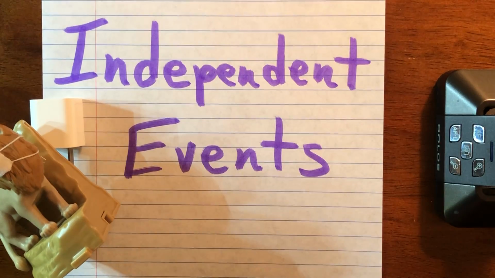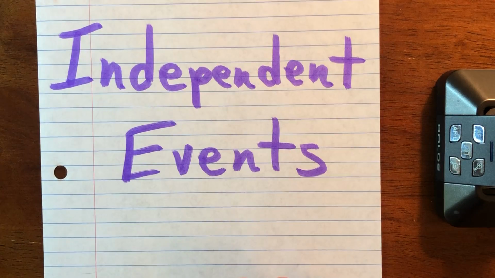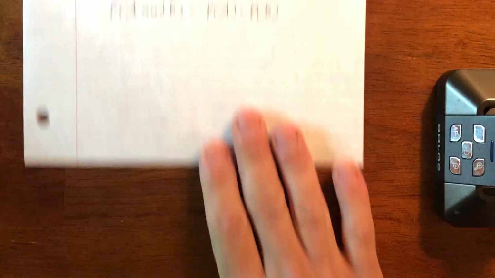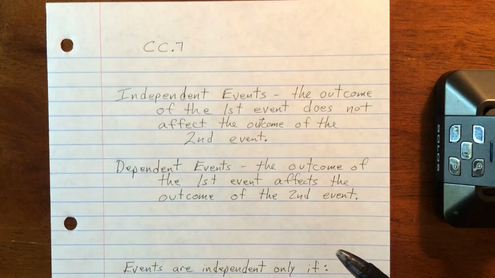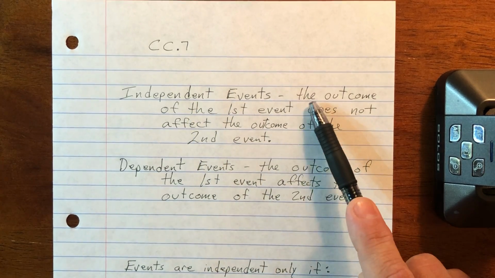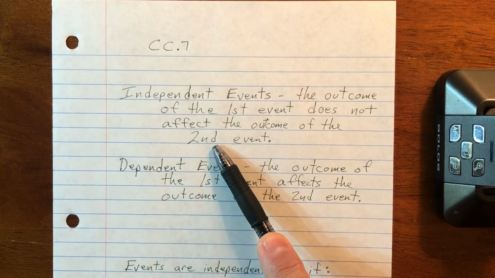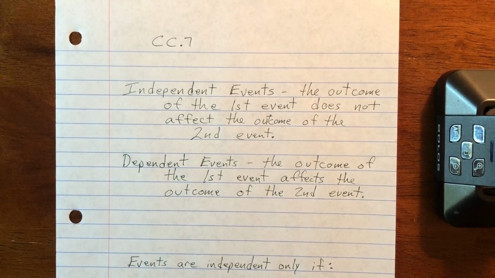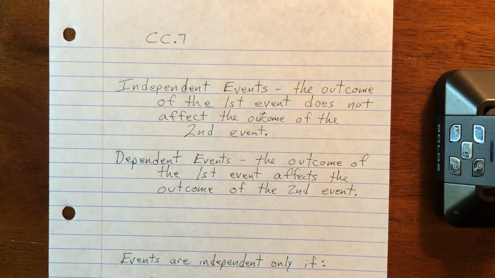Okay? So there's a difference between independent and dependent. If this was class, this is where we'd take some notes, but there's really only 2 definitions that you need to know. If 2 events are independent, that means that the outcome of the first event does not affect the outcome of the second event. Kind of like when you flip a coin. You either get heads or tails. It doesn't matter on the second one what happened on the first one. In dependent events, the outcome of the first event affects the outcome of the second event.